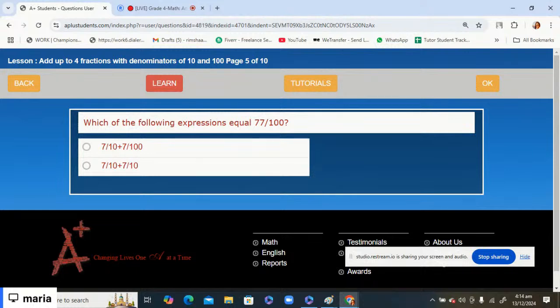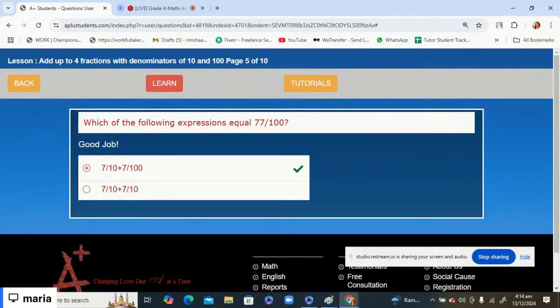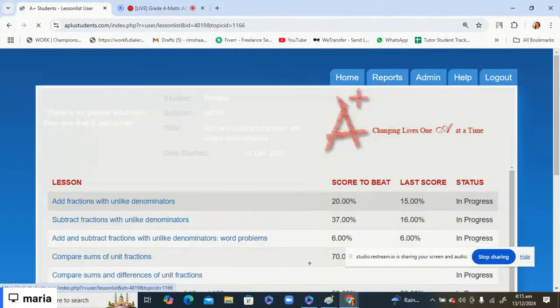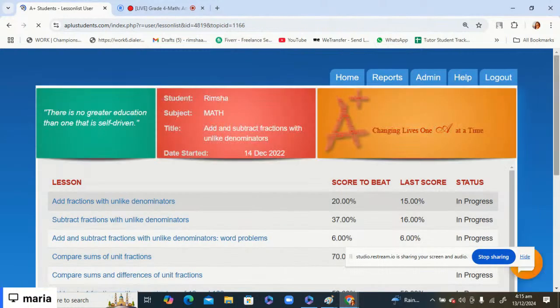Which of the following expressions equals 77 over 100? It's 7 by 10 and 7 by 100. Same thing as we have done before. Hope you understand this lesson. Let's discuss the next one. Solve the rest of the test questions regarding this lesson by yourself.